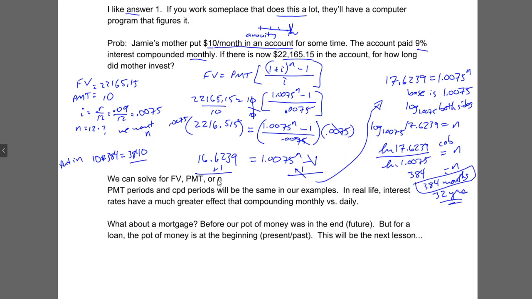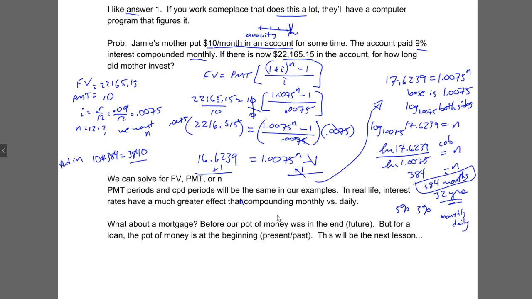All right, so you can solve for any of those three things, future value, payment, or N. Payment periods and compound periods will be the same in our examples. That means months. In real life, of course, the interest rates do have a much greater effect than compounding monthly versus daily. So that really means that if your interest rate is 5% versus 3%, that is a much bigger thing than changing the compounding from monthly to daily, right? So over years of an annuity, the interest rate will make a much bigger difference than the compounding.